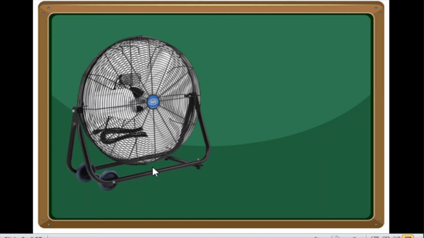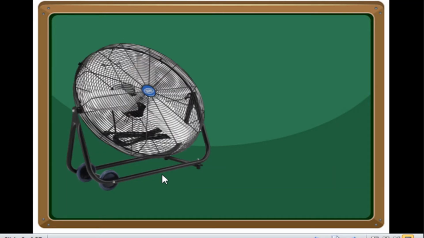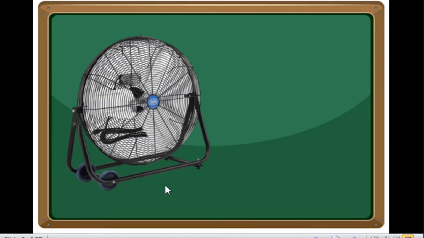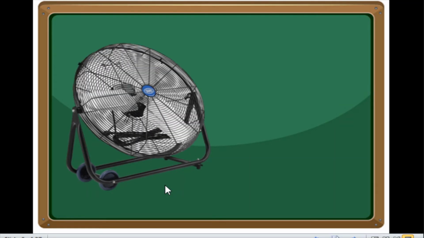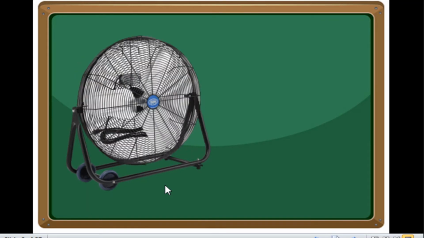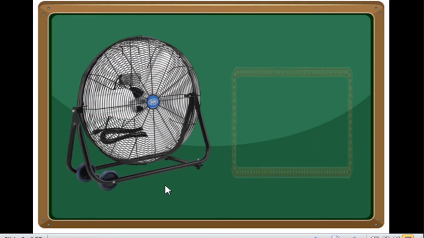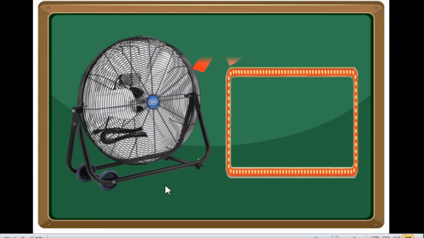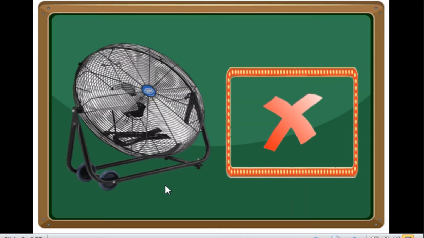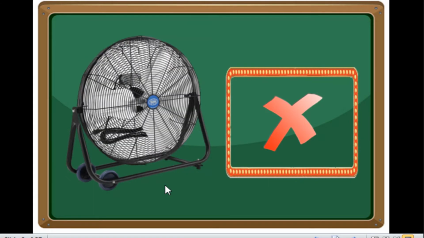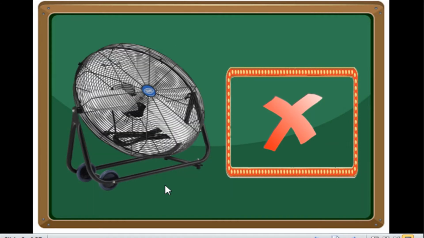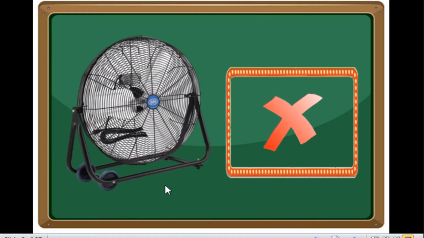What is this? Alright, it is a fan. Is a fan equiangular or not? Very good. It is not an equiangular quadrilateral. Great job, everyone!